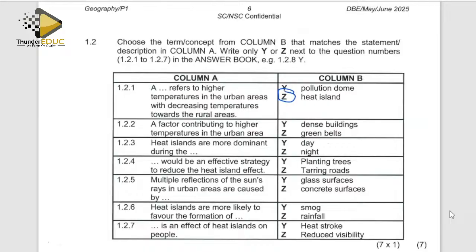Pollution dome will be looking at the concentration of pollutants over the urban area. Right, a factor contributing to higher temperatures in the urban area. Basically, urban areas have got dense buildings. They are the ones that contribute towards higher temperatures. Green belts, we are looking at the introduction of vegetation and vegetative cover.